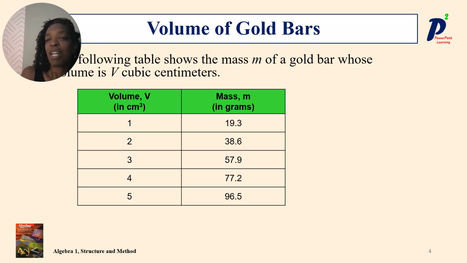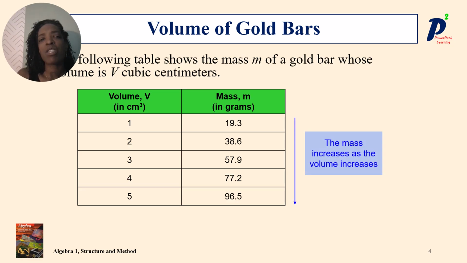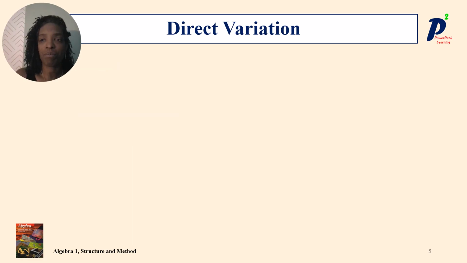This table is an example of direct variation. It shows the mass m of a gold bar whose volume is V cubic centimeters. What do you notice about the mass as the volume increases? That's right. The mass increases as the volume increases. But also, if we took a closer look, the mass increases by 19.3 grams for each additional cubic centimeter of volume. This is an example of direct variation.